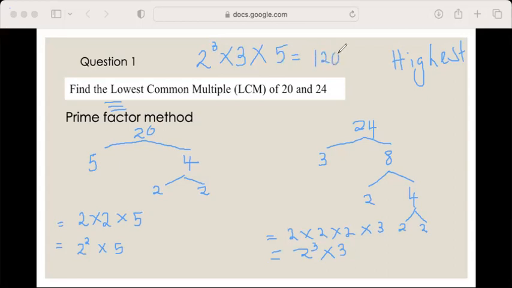If you recall, earlier with the listing method we also arrived at the LCM, or lowest common multiple, of 20 and 24 being 120. So in the exams, most of the time, it's better to use this method rather than listing down and multiplying one by one, right? So you need to practice. All right, so let's move on to another question and see whether you understand.